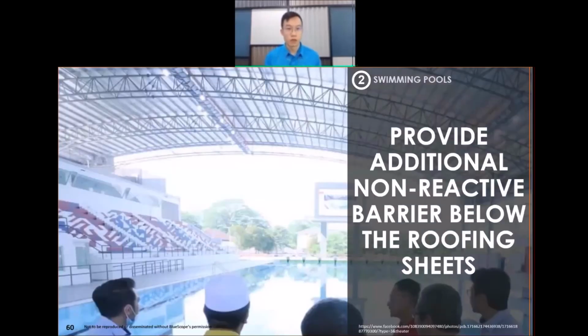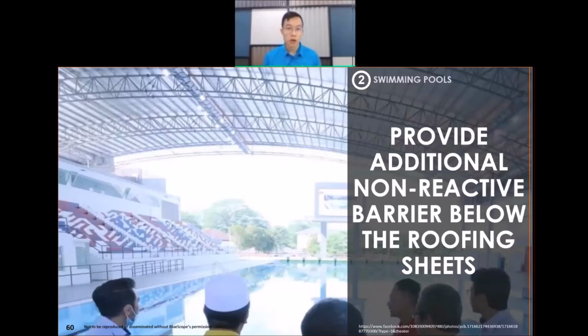So for the first, for cladding, you need to provide an additional, what we call, non-reactive barrier below the roofing sheets. By doing so, it will minimize exposure of the roofing sheets to this chloramine, and of course, in the long run, you can provide a longer term building lifespan for the swimming pool.